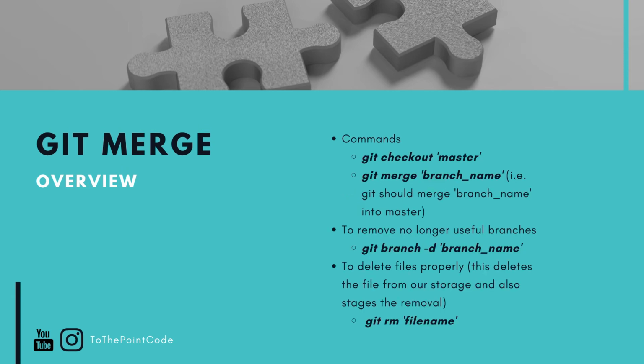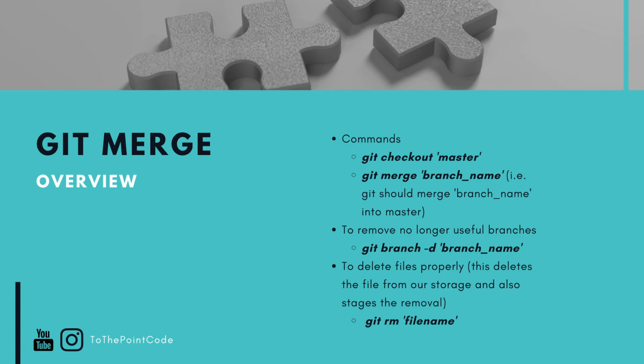After the commit in the sub branch, we can check out to the master branch and use git merge to merge the branch to the master branch. Once we are done, we can get rid of the branches that we no longer need. To do this, we use git branch -d and the name of the branch.